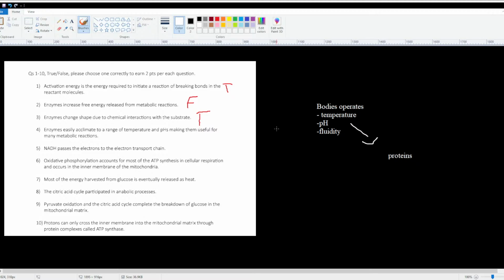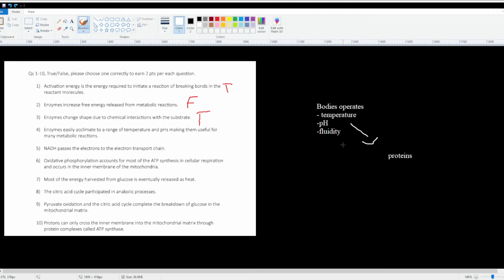So, enzymes easily acclimate to a range of temperatures and pHs, making them useful for metabolic reactions. Well, that may or may not necessarily be true because especially proteins need to operate at a specific temperature and a specific pH. Otherwise, the protein will start to unfold. However, at the same time, there does need to be some room for error, some room for flexibility. So it would make sense that they would be able to have a range of pH or temperature.